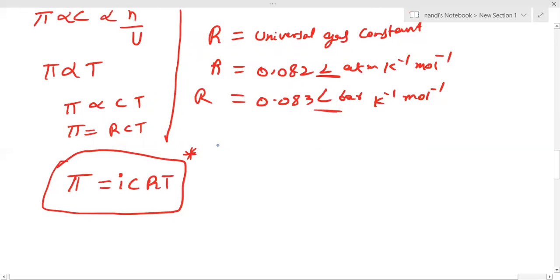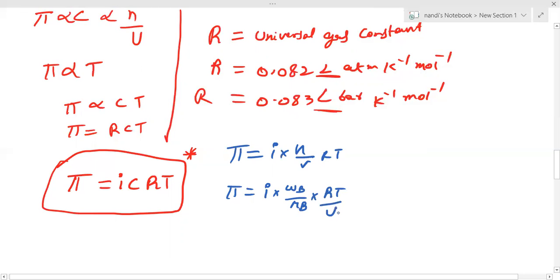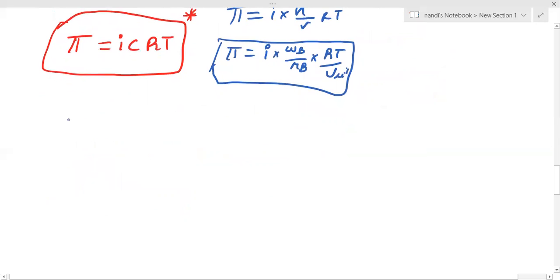We can also write different forms of osmotic pressure. Pi equal to i into C, which I can write as n by V into RT. Then pi equal to i into n, which is W_B by M_B, into RT by V in liters. This is the form we use in most cases for problem solving. Please keep it in mind. After that, I can write pi equal to i into W_B by V in liters into RT by M_B.